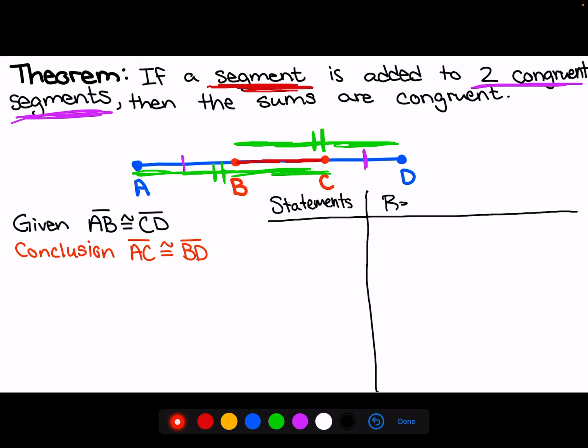Here's my reasons. So to get started, my first statement is AB is congruent to CD. That's given.